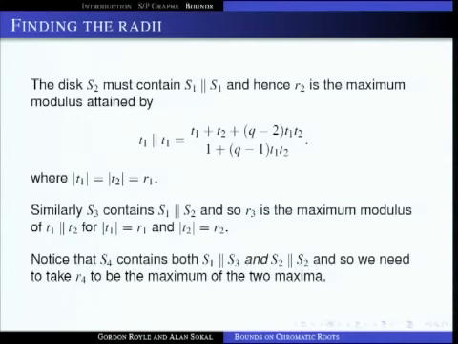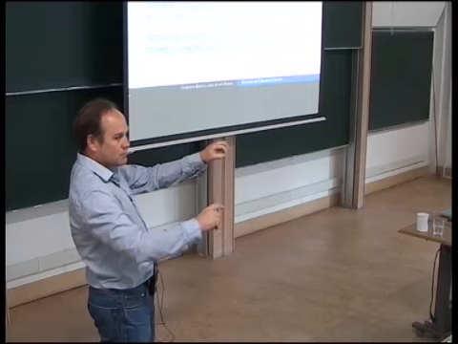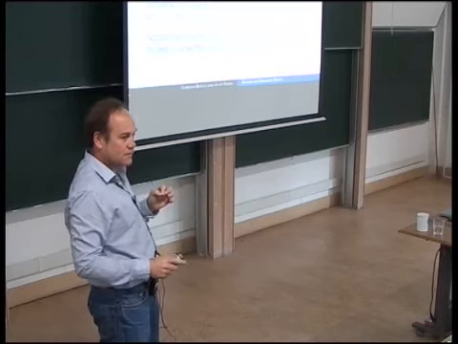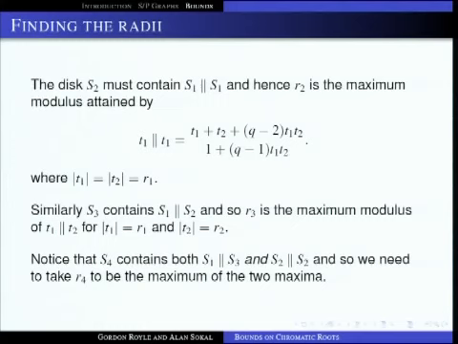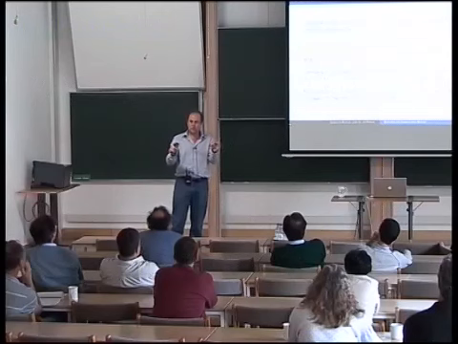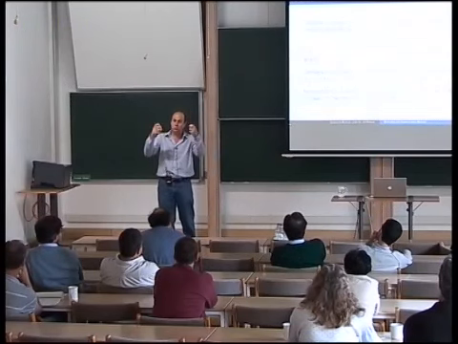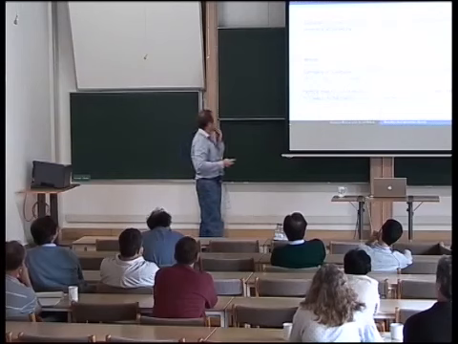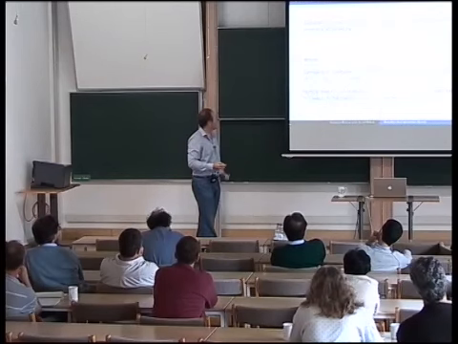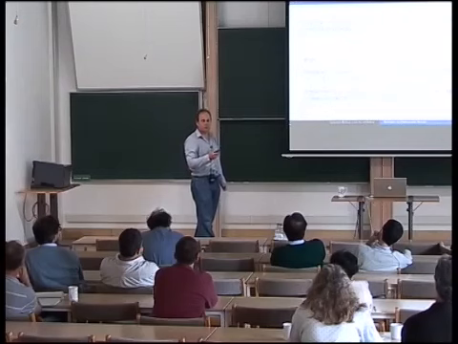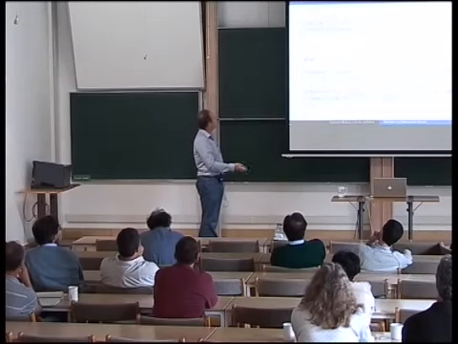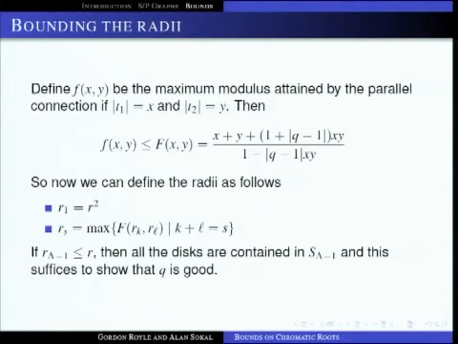S3 contains S1 parallel S2, and so now we've got to take S1 and S2 as our disks of radius r1 and r2 and maximize and get r3. S4 contains S1 and S3, but also S2 parallel S2, so now we've got two things that we have to maximize and then take the maximum of those. So we're starting to feel disgruntled. But then something happens.